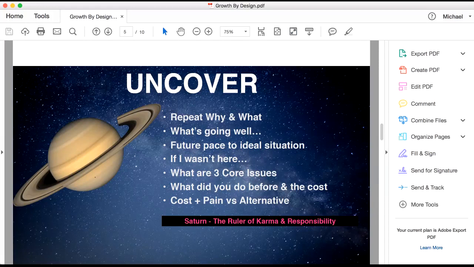Future pace to the ideal solution. That's what this means. Okay, so what's going well for you? This and this and this is going well. Well, okay, just imagine where you could be. Let's take you down the track 12 months from now. In a perfect world, what would the situation be if everything was perfect? And they go, this, this, and this. Great, so now you're future pacing.